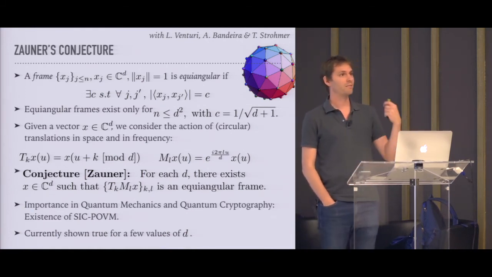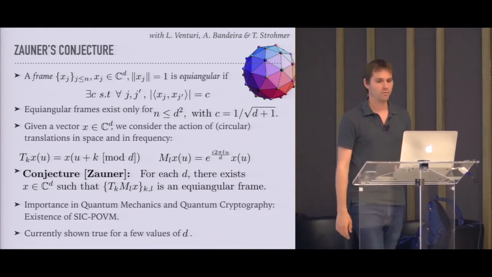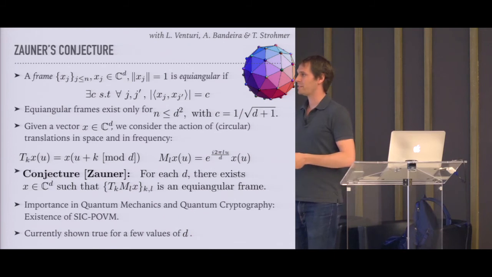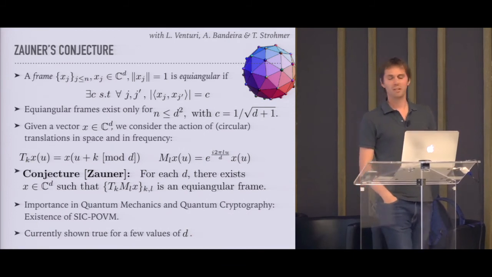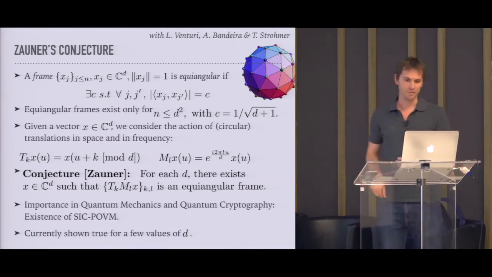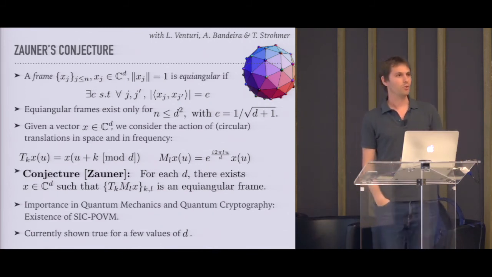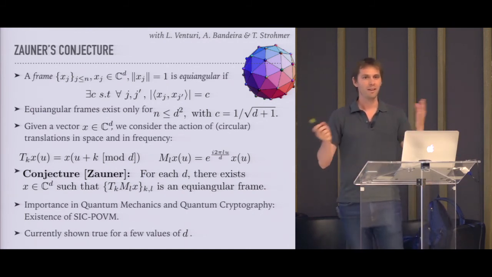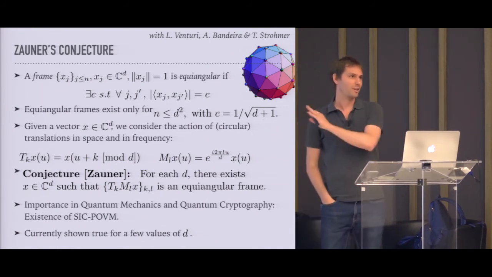Can I find this vector in such a way that when I construct these copies, I transform it into a frame that is equiangular? This is actually important in quantum mechanics. The existence of these things is important, and this is the symmetric informationally complete positive operator valued measure, a very important thing in quantum mechanics. There's a very nice research program trying to solve this conjecture for different values of d. It has been proven for 17, 19, 27, 54, using a mix of algebraic geometry and numerical methods. There are a lot of supercomputers going into proving this.